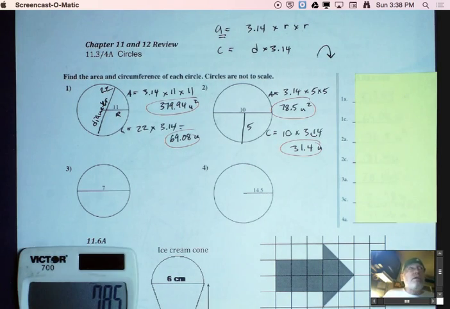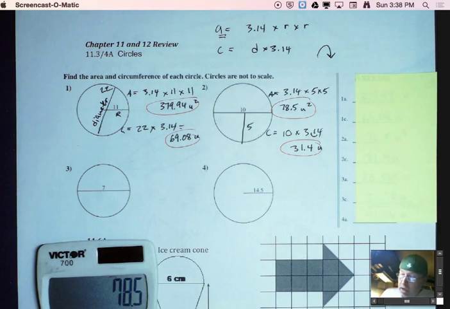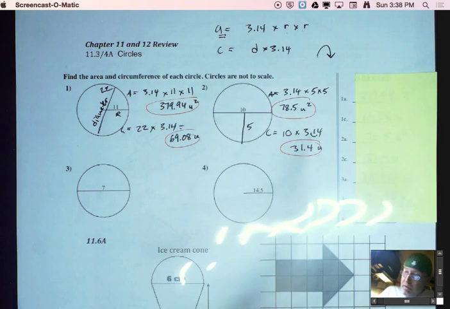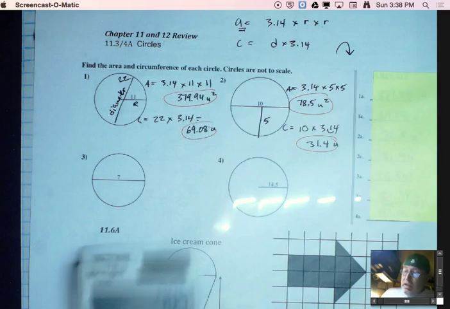Make sure my calculator's doing okay here. I think I'm going to have to put my calculator down here and move it up just a touch so you can see what's going on.